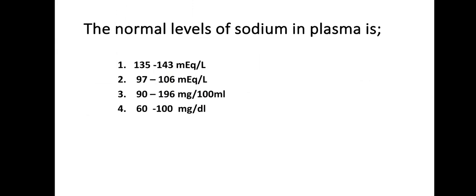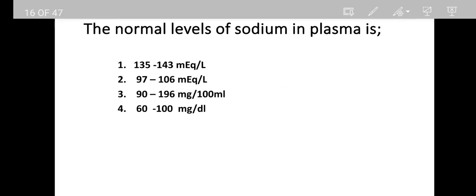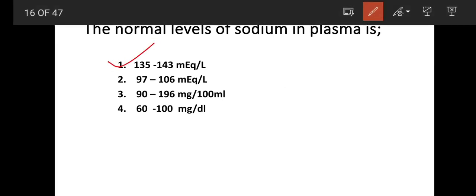Next question, the normal levels of sodium in plasma. Options: 135 to 143 milliequivalents per liter, 97 to 106 milliequivalents per liter, 90 to 196 milligram per 100 ml, 60 to 100 milligram per deciliter. It is a very easy question. Answer is 135 to 143 milliequivalents per liter. When we are studying, the range will be 135 to 145 milliequivalents per liter.